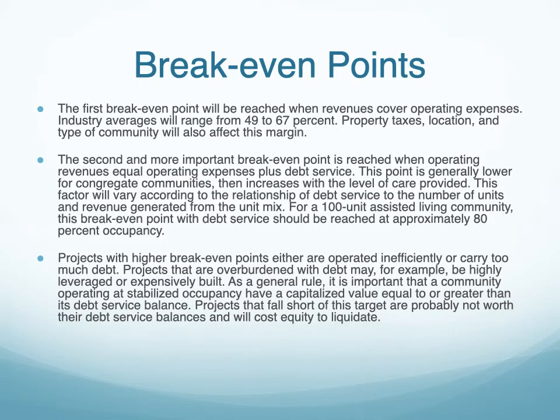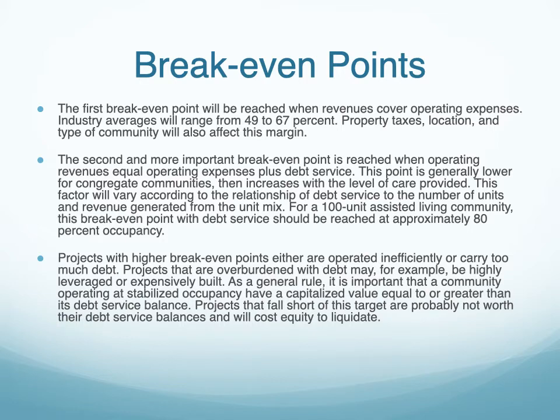The second and more important break-even point is reached when the operating revenues equal the operating expenses plus the debt service. This point is generally lower for congregate communities, then increases with the level of care provided. This factor will vary according to the relationship of debt service to the number of units and the revenue generated from the unit mix. So for a 100-unit assisted living community, this break-even point with debt service should be reached at approximately 80% occupancy.